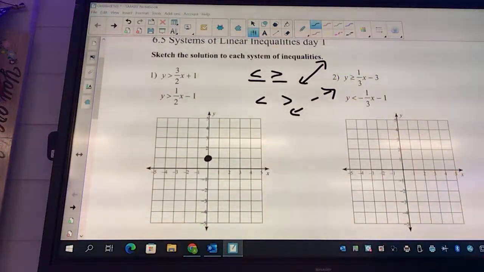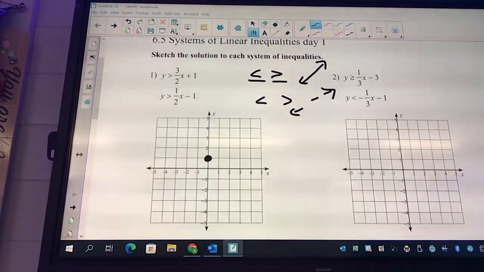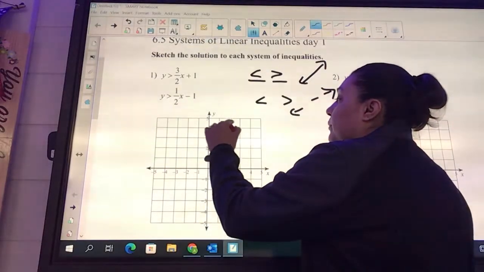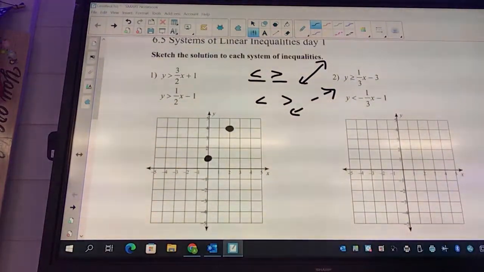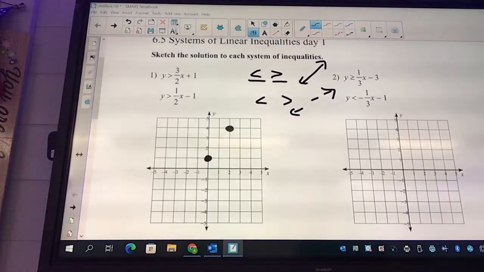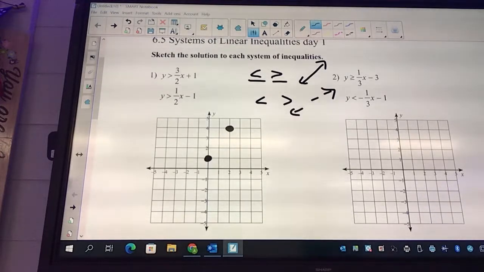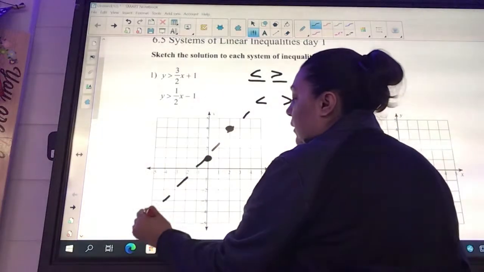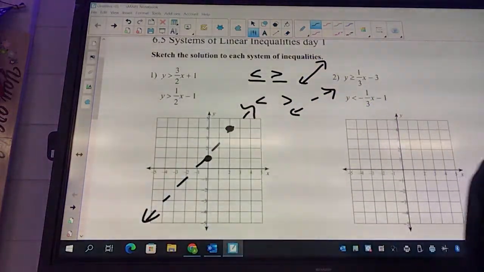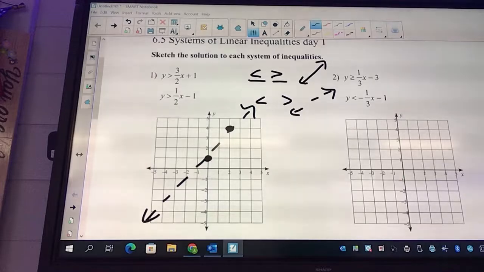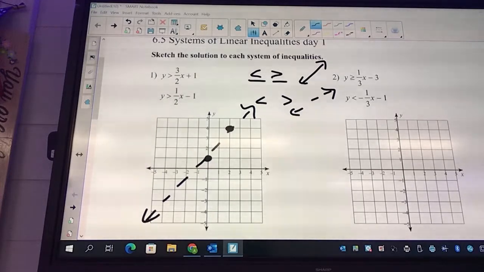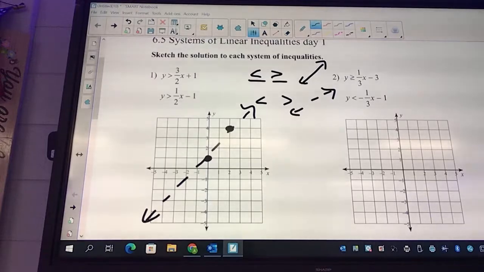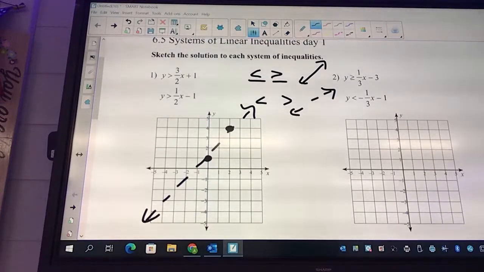And what is the slope? 3 over 2. So we're going to go up 3, 1, 2, 3 over 2. Should that be a solid or dotted line? Dotted line. Okay, so far that looks like what we did yesterday. Okay. And then should it be shaded where?